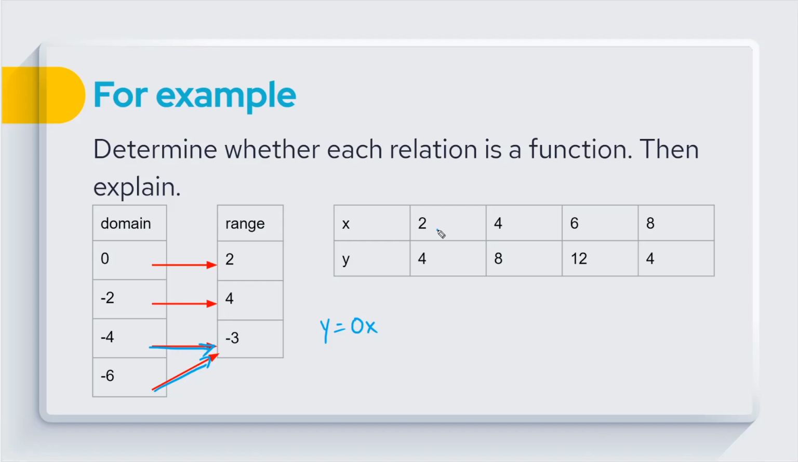So here's another example of the same kind of idea. A 2 leads to a 4, 4 to an 8, 6 to a 12, and then 8 back to a 4. Crazy. We can have the same range value as long as we don't have another 2 up here that leads to anything other than a 4. Then it's okay.